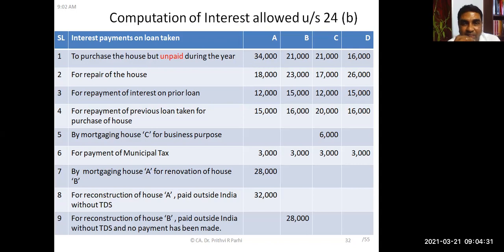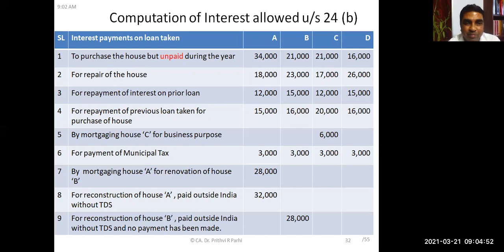Okay. You decide. Completed, yes or no? I'll be showing you the answer at a later stage. Interest paid to purchase a house, but interest is not paid. It is unpaid. Meaning interest is accrued but not paid.